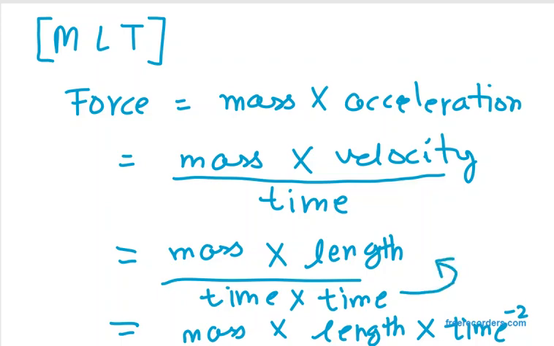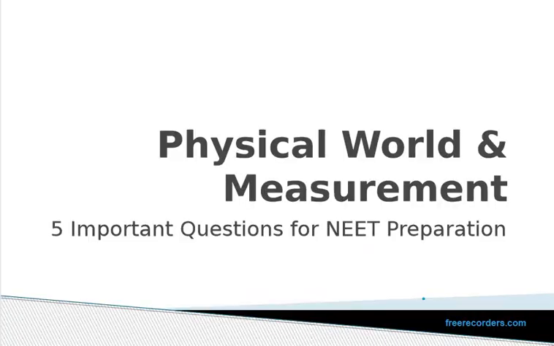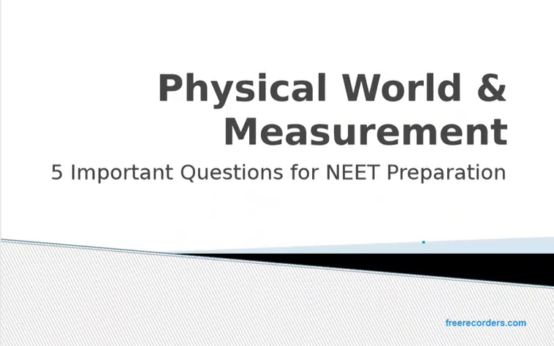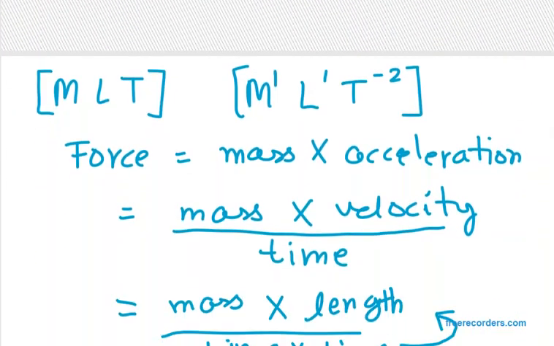Now as you can see we have 1 in mass, so M1, and 1 in length, so it will be L1, and T is minus 2, so T raised to power minus 2. So the dimension for force is M raised to power 1, L raised to power 1, and T raised to power minus 2. Let's come on to the 5 important questions for NEET preparation.